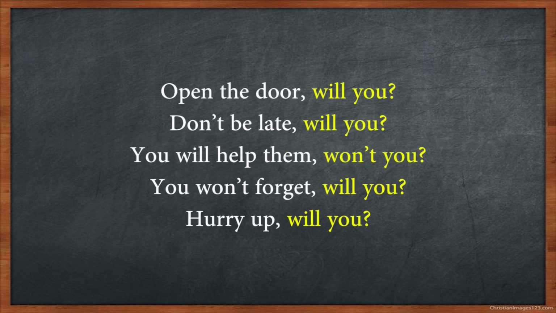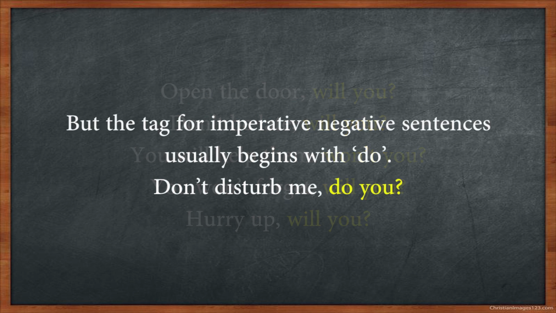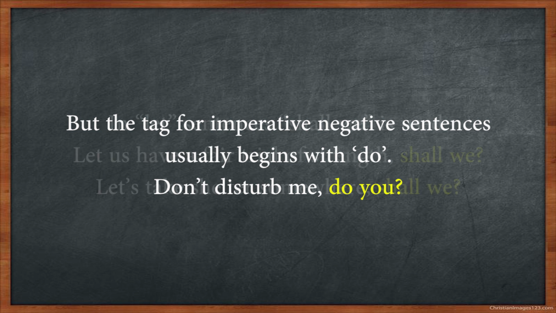See here. Open the door. Will you? Don't be late. Will you? You will help them, won't you? You won't forget, will you? Hurry up, will you? But the tag for imperative negative sentences usually begins with do. Don't disturb me, do you?